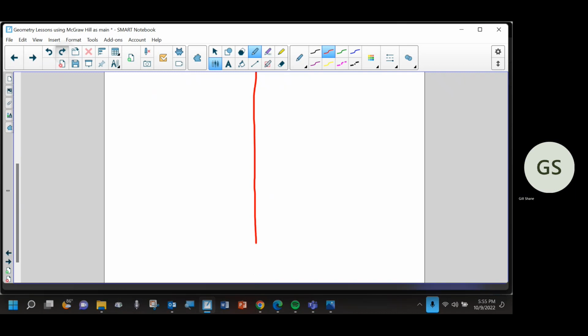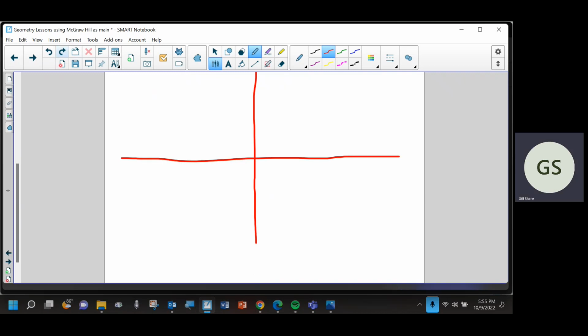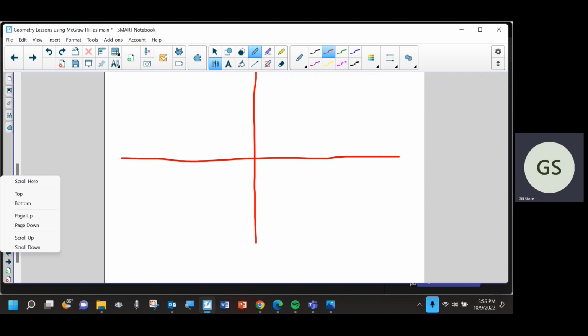Oh, yeah, again, my computer screen is really slow right now.